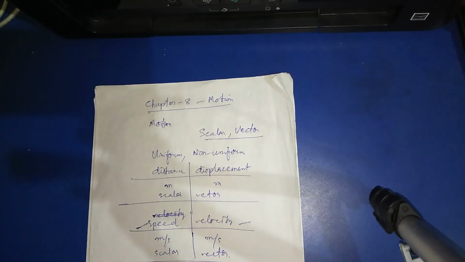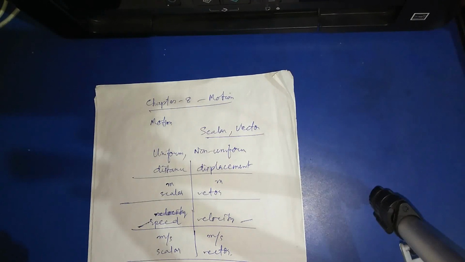Then we can also have two types for speed as well as velocity: uniform speed, uniform velocity, or non-uniform speed, non-uniform velocity. Like earlier in the beginning I mentioned uniform motion and non-uniform motion, it is just the same for speed as well as velocity. If a body covers equal distance in equal intervals of time, then it is called uniform speed or uniform velocity. The non-uniform speed or velocity will be just the opposite of this one.